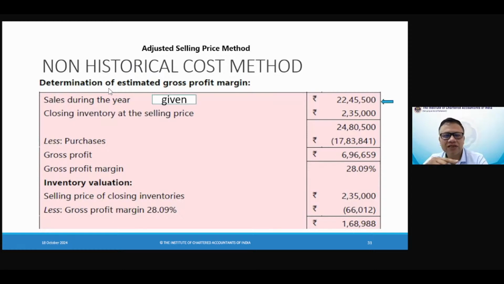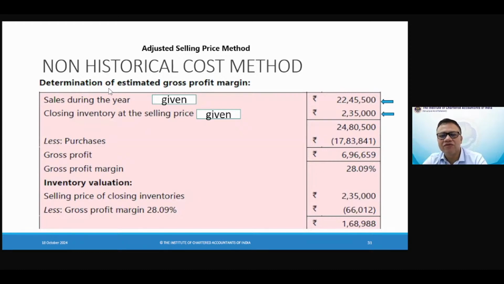It's given. Always remember sales, and you add the closing inventory. Both are given, so you add them quickly. You will always get cost of goods available for sale. First find out whether you are given two things in the question: sales during the year and closing inventory. If both are given, quickly add them. You will get cost of goods available for sale.